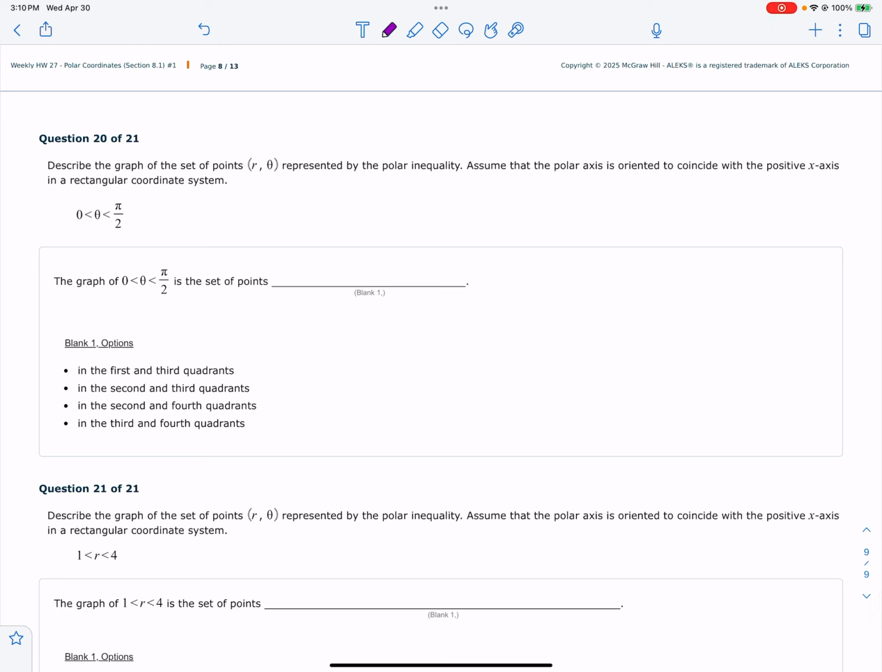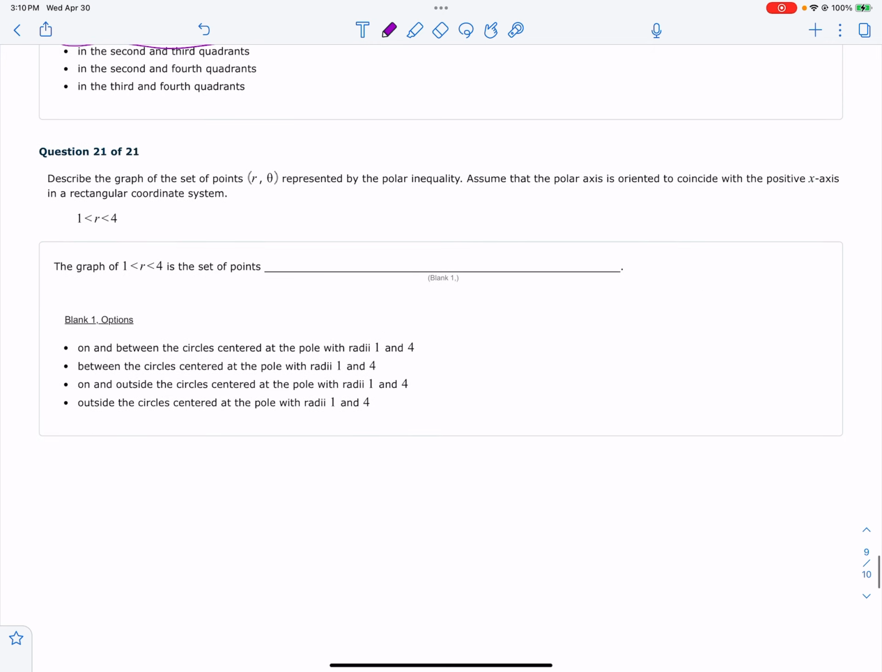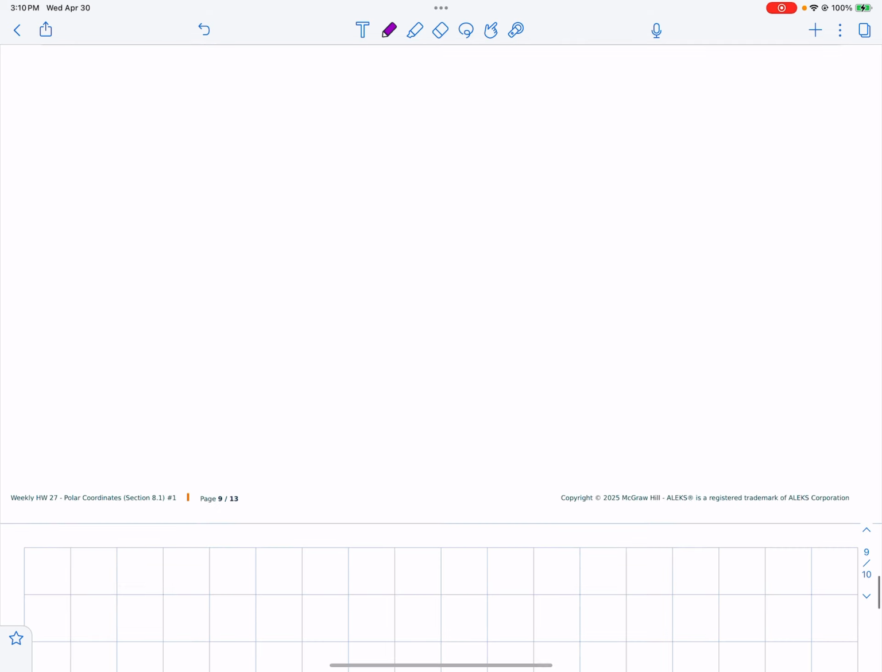20. So these are going to be sets of points that are in the first and third quadrant because it'd be 45 degrees. This would be, because they're less thans, you would be between the circles. Okay.